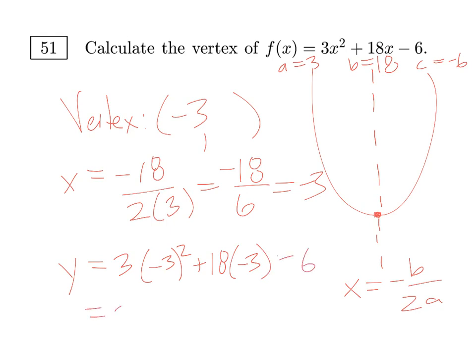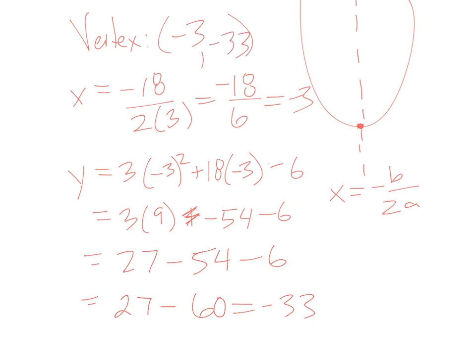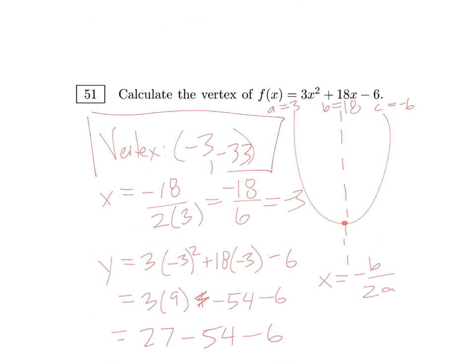I get 3 times 9 plus, minus 54 minus 6. 3 times 9 is 27, minus 54, minus 6. So I end up with 27 minus 6, which is 21, minus 60. So that gives me -33. So there's -33. That's my vertex. That's all there is to it. The key is to use this formula to get your x value in the beginning.